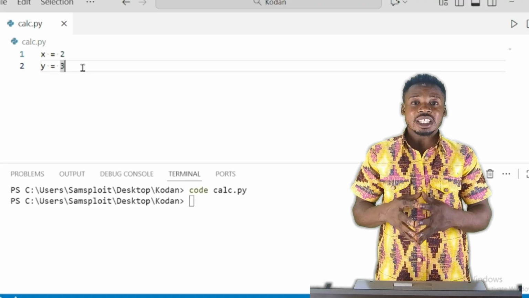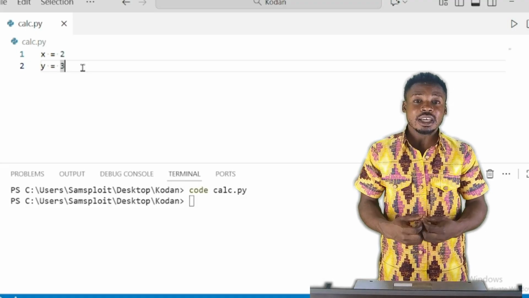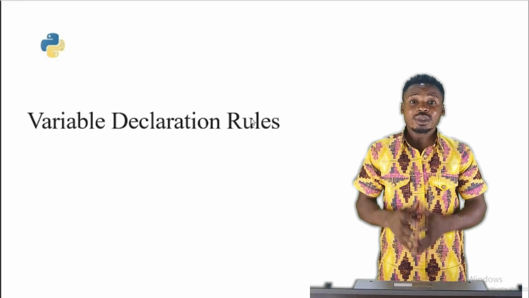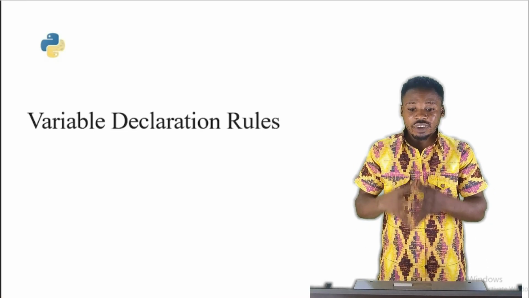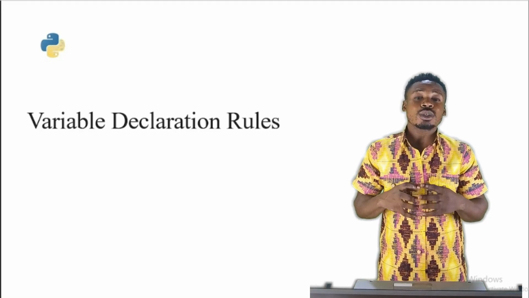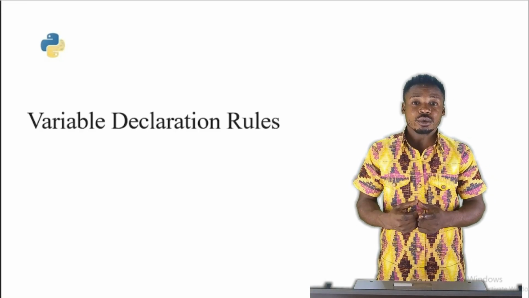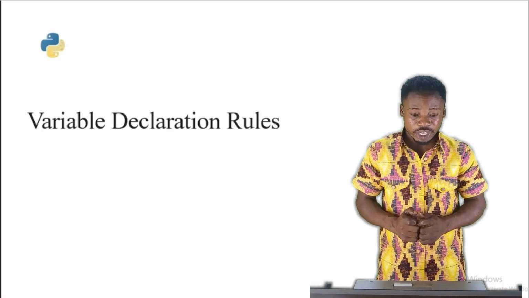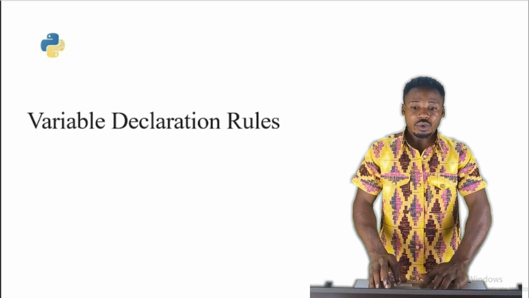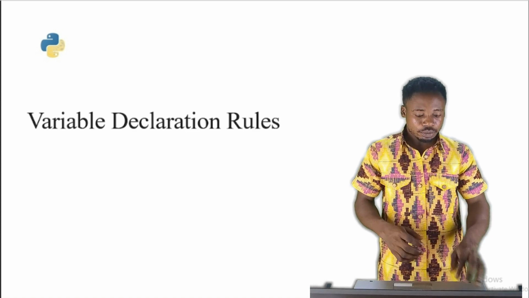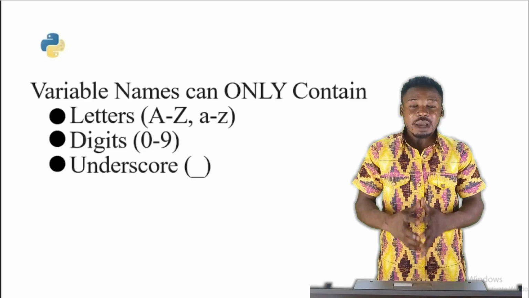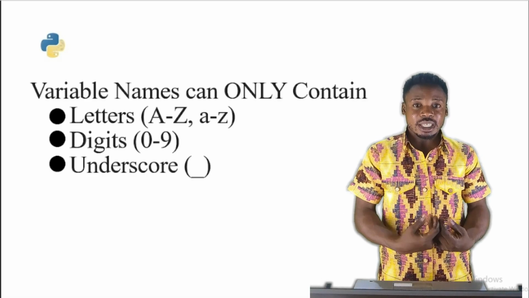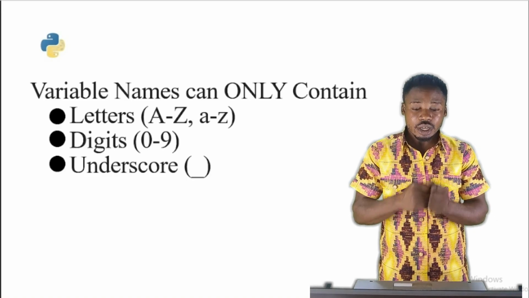Now, these rules that we are supposed to follow when creating our variables are known as what? Variable declaration rules. So variable declaration rules are the rules that govern how variables are created. Now, the first rule when creating a variable is that variable names can only contain letters, that is from capital A to Z or from small letter a to z.